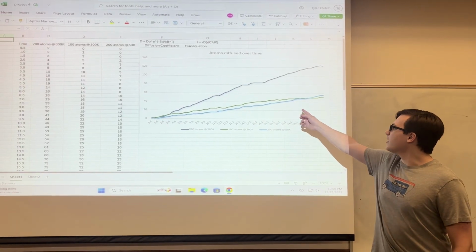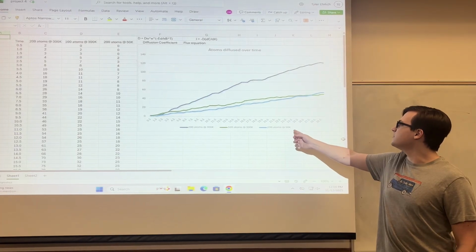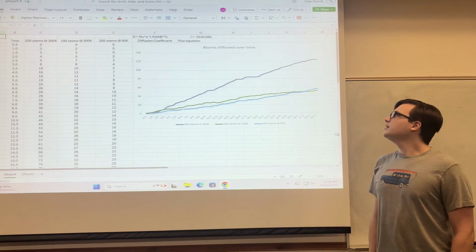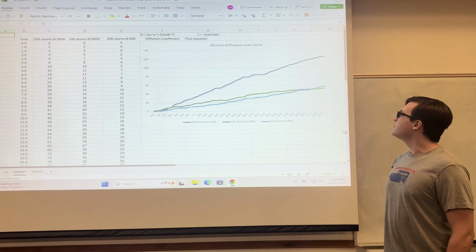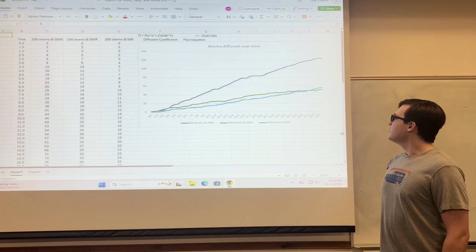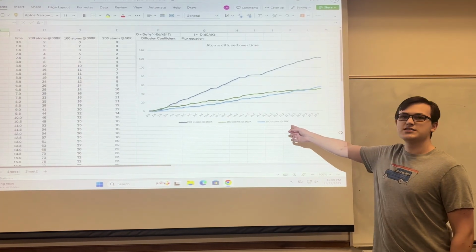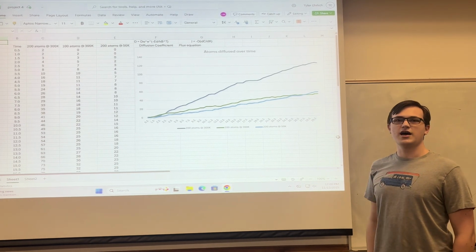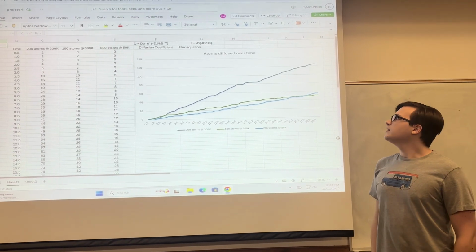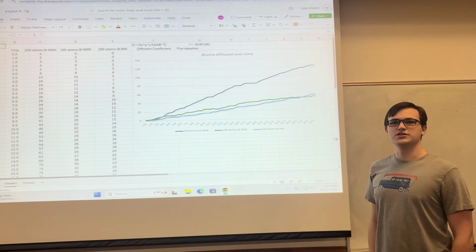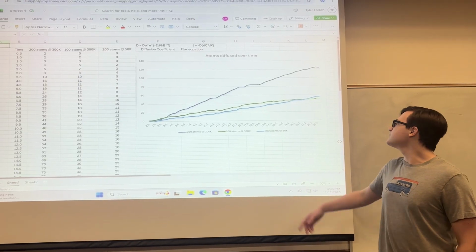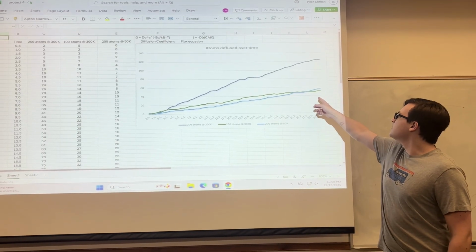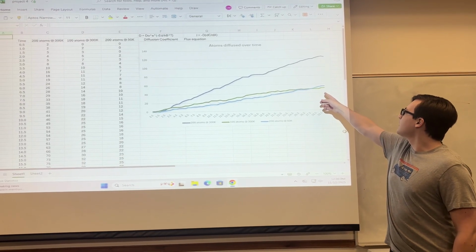The third line on the graph here is 200 atoms at 50 Kelvin. Despite having the same amount of atoms as the first line, it diffuses even slower than the previous two lines. And this is because its temperature is massively lower than both of them. And because of that, despite having a high concentration difference, its diffusion coefficient is significantly lower, hampering its diffusion. However, it does end up overtaking the green line because that one plateaus at equilibrium.